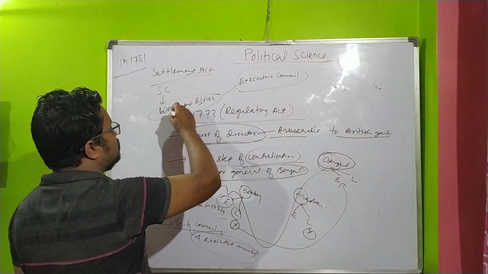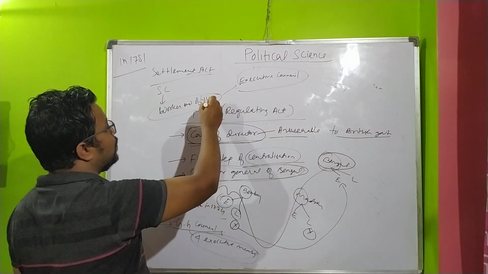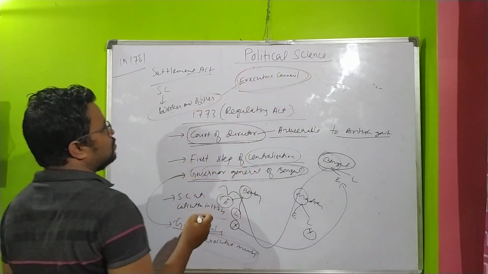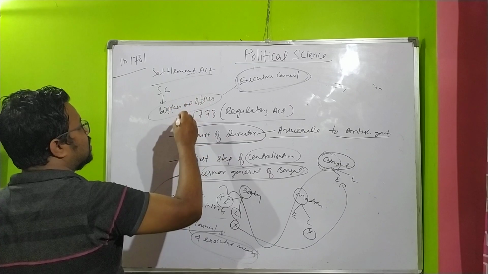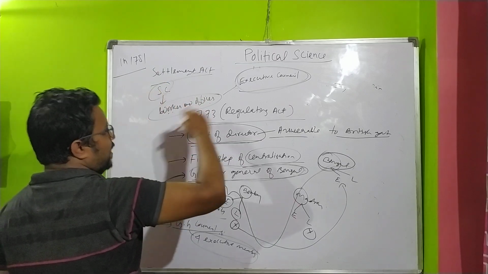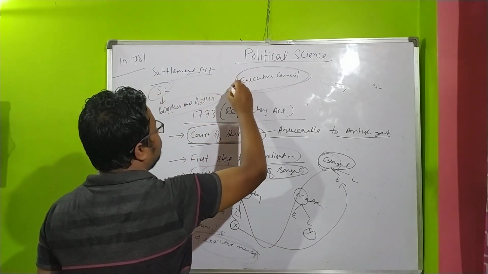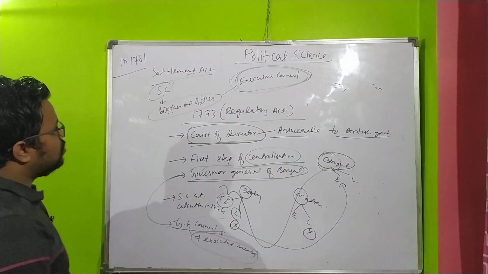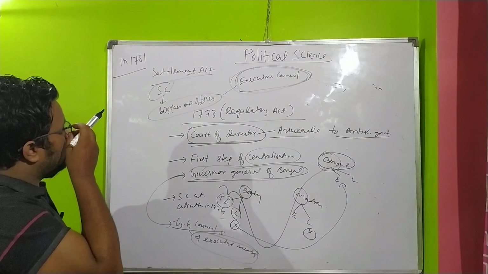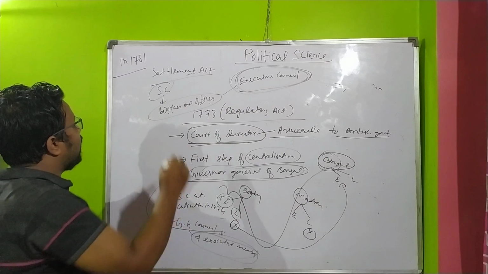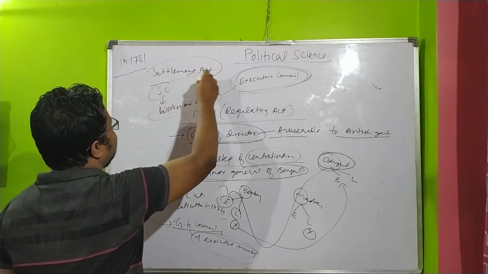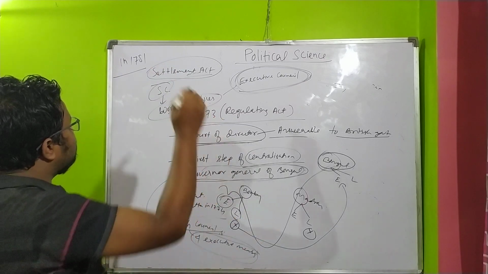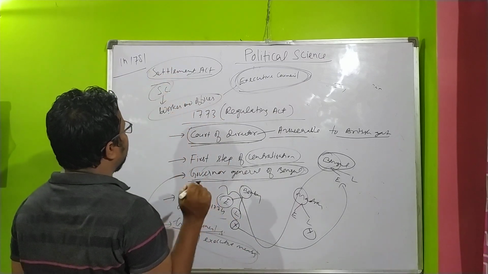The workers and officers of the East India Company were under the control of the Executive Council, as well as under the control of the Supreme Court. Because of this, an act was passed in England, which is the Settlement Act.